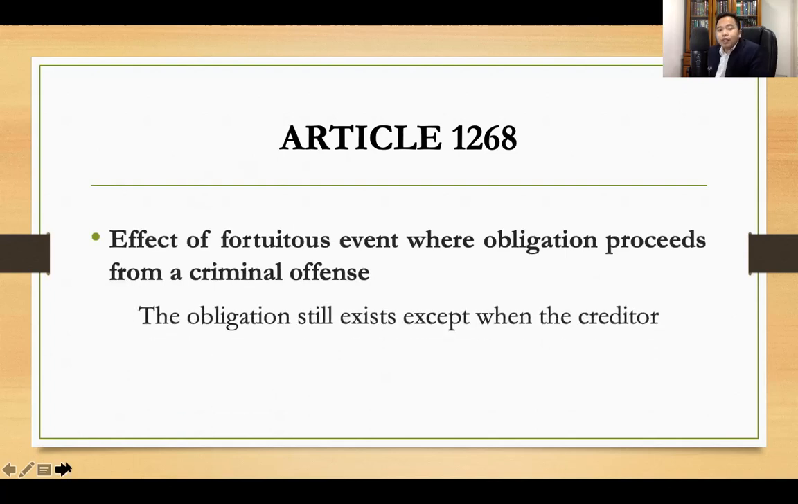Now, class, what is the effect of a fortuitous event where the obligation proceeds from a criminal offense? For example, there is a commission of the crime of theft. Now, there is theft when there is unlawful taking of a property belonging to another. Now, for example, the thing that was the subject of theft was also lost because it was destroyed by fire, or when the place was inundated, then the object was beyond repair.